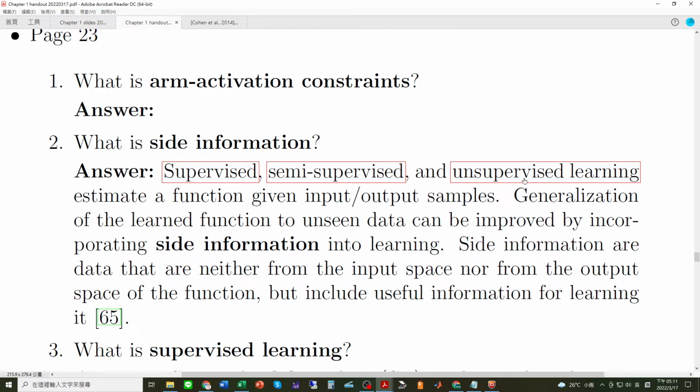Supervised, semi-supervised, and unsupervised learning estimate a function given input-output samples. Generalization of the learned function to unseen data can be improved by incorporating side information into learning. Side information are data that are neither from the input space nor from the output space of the function, but include useful information for learning it.